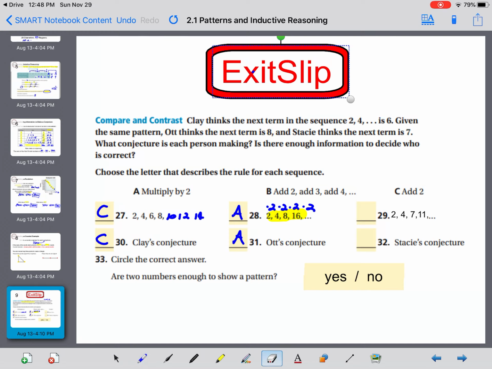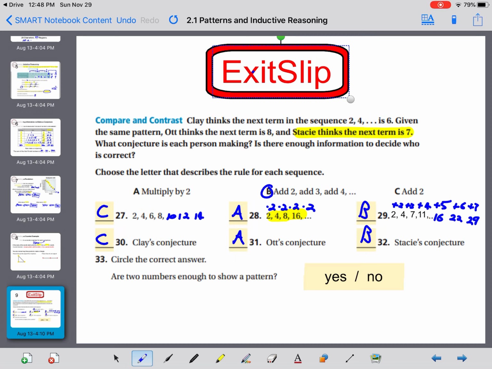Stacy thinks the next term is 7. So from 2 to 4 to 7 to 11 is Stacy's claim. And that would be choice B, adding by 2, then by 3, then by 4. Then if you add by 5, it would be 16. By 6 would be 22. By 7 would be 29. So that's Stacy's claim, that you're going to keep increasing the number that you add by. Now, all of these patterns work. They're all correct.